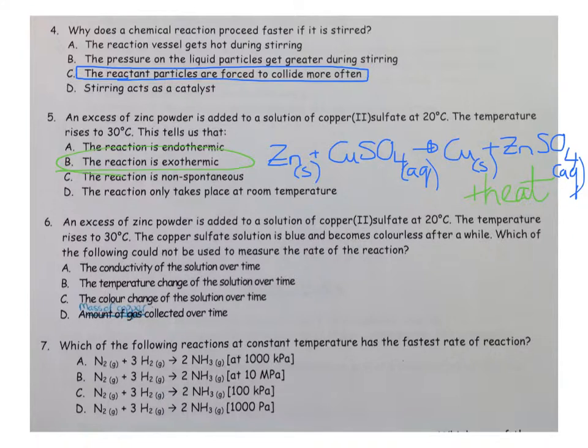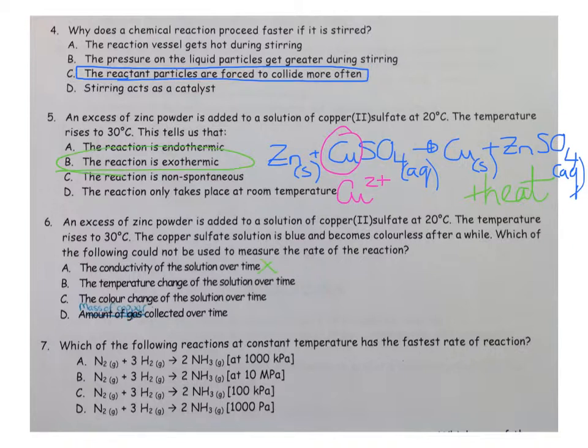If we take that same reaction and we say that the copper sulfate solution is blue, and it slowly becomes colorless. Why? Because it is this Cu2+ ion that actually contributes to the blue color. And I'm losing that Cu2+, and it is becoming copper metal. So the color slowly gets lighter and lighter. Which of the following could not be used to measure the rate of the reaction? Conductivity can be measured because it's a change in ions and how well they conduct. It's not great for this one, but it could possibly be used.